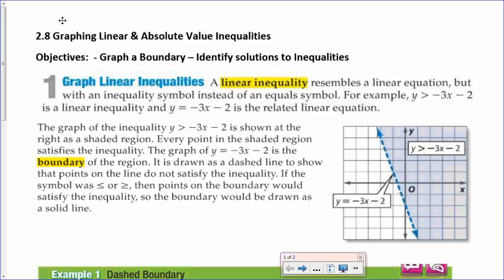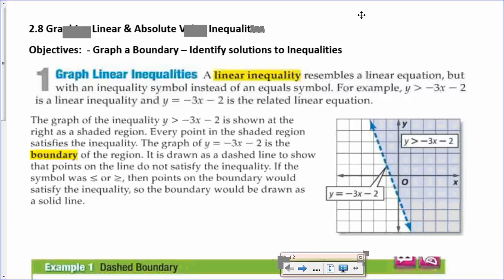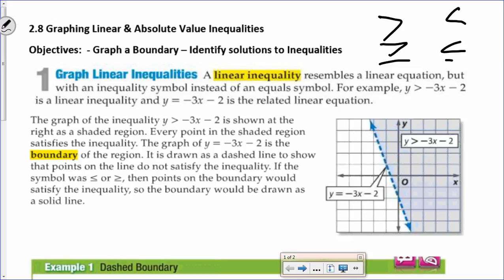So again, just quick review, we have inequality symbols. We have greater than, less than, greater than or equal to, less than or equal to. And those are the four inequality signs that we've got. For example, y is greater than negative 3x minus 2 is a linear inequality, and y equals negative 3x minus 2 is the related linear equation.